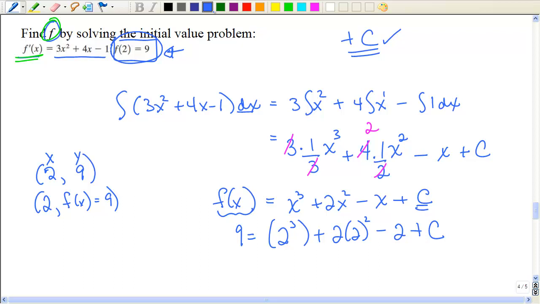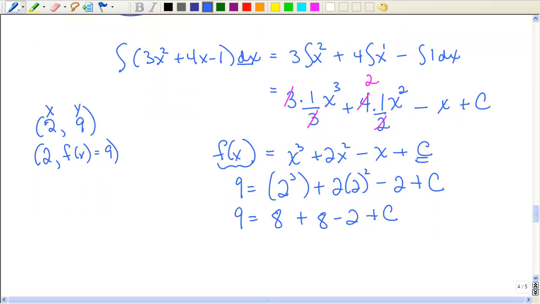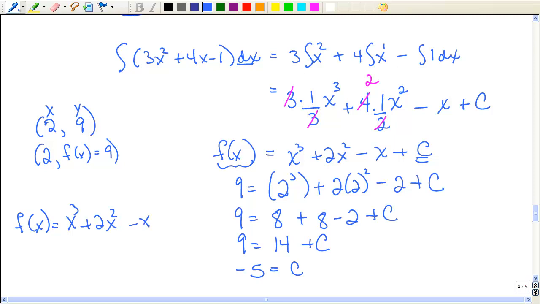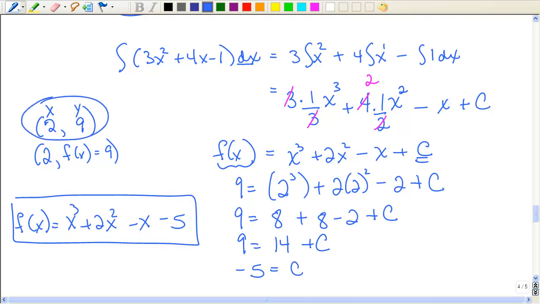And that way we can do the arithmetic that's going to allow us to solve for c. So my function would be x cubed plus 2x squared minus x minus 5. And that's the specific function that would meet those initial values when x is 2, y is 9.